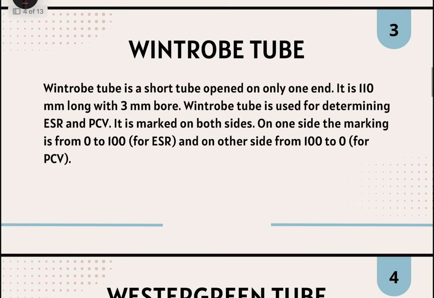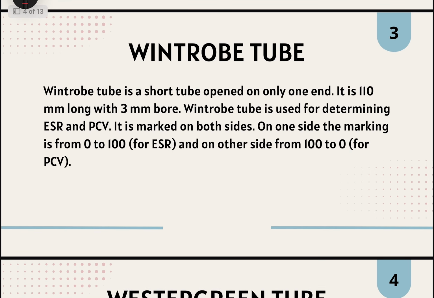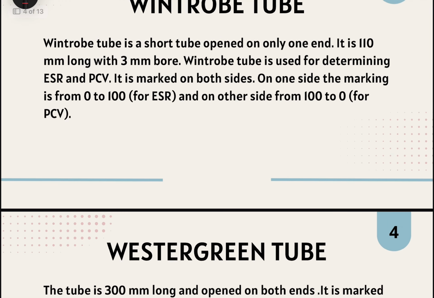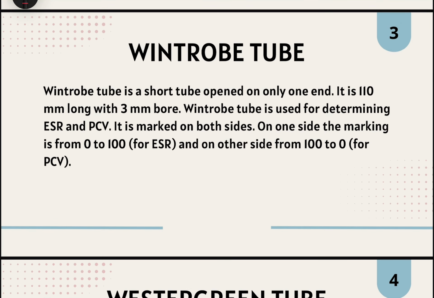Next, let's study a bit about the Winthrop's and the Westergren's tube or pipette. Firstly, the Winthrop tube. The Winthrop tube is a short tube opened on only one end. It is 110 mm long with a 3 mm bore. The Winthrop tube is used for determining ESR and PCV, that is the erythrocyte sedimentation rate and the packed cell volume. I have already made a detailed video regarding the packed cell volume, so if you want you can definitely check it out. And it is also marked on both sides.